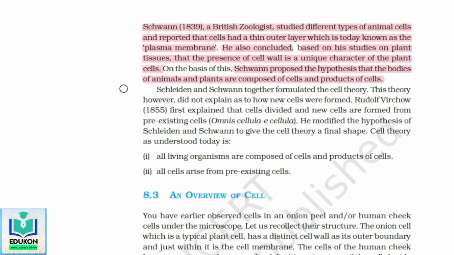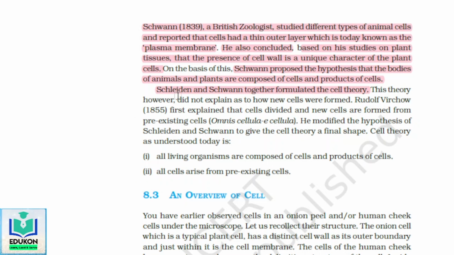So Schwann, that is Theodor Schwann, proposed the hypothesis that the bodies of animals and plants are composed of cells and products of cells. Later, these two, Schleiden and Schwann, together formulated a cell theory. First they formulated it together because one is a botanist and the other is a geologist. They both needed their independent experience to solve this. So Schleiden and Schwann together formulated the cell theory.